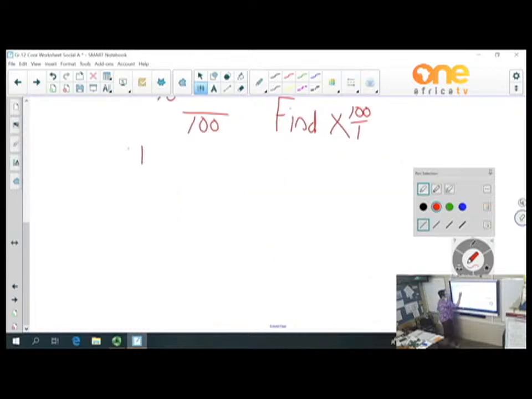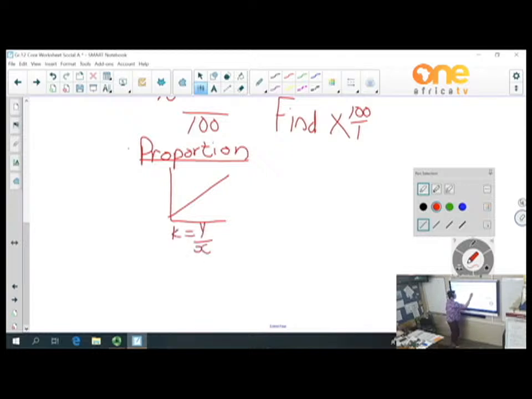The next one is proportion. We get direct and indirect proportion. So direct proportion, the graph looks like this. The more you buy, the more you pay. So to get your constant, it is y/x. Indirect proportion is when I ask you, for instance, to paint the school.